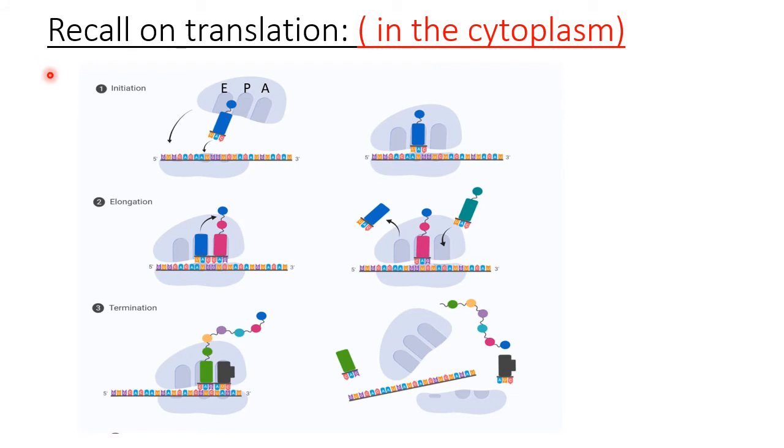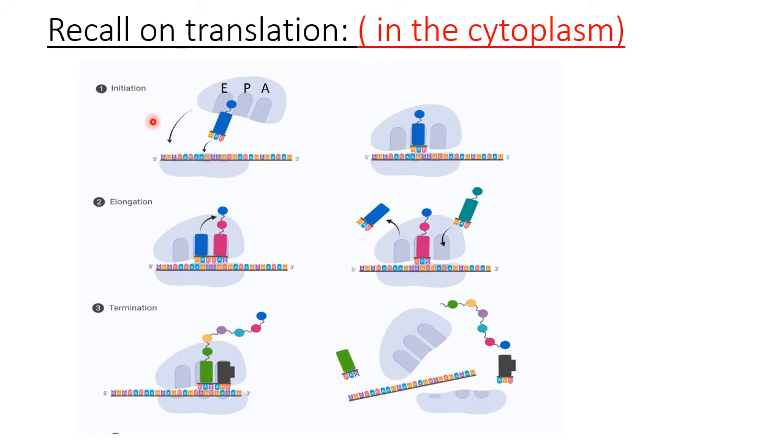For translation, we need a ribosome, which is composed of two subunits, a small subunit and a large one. The large has three sites, E, P, and A sites. Also, we need a tRNA that has two sites, one for the anticodon, which is complementary to the codon present on the mRNA, and that will bring the correct amino acid that has a site on the tRNA. This amino acid is specific for the codon present on the mRNA.